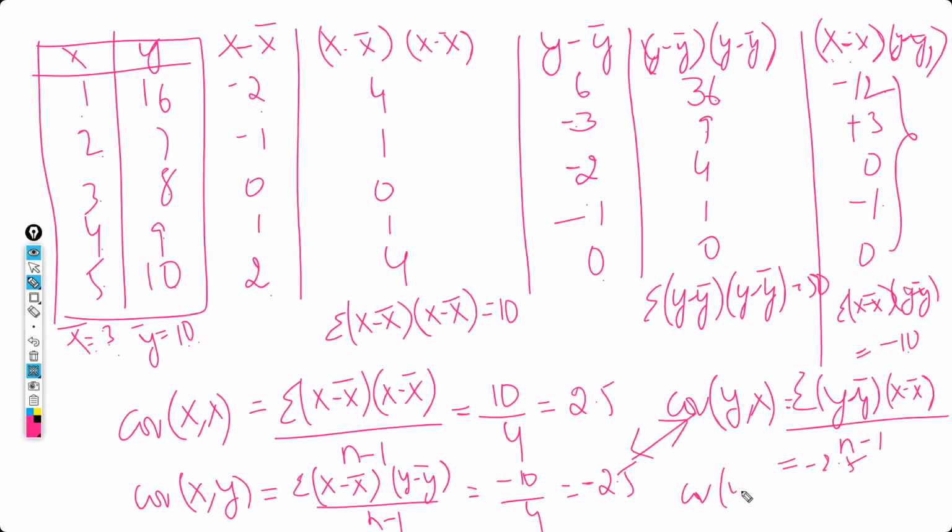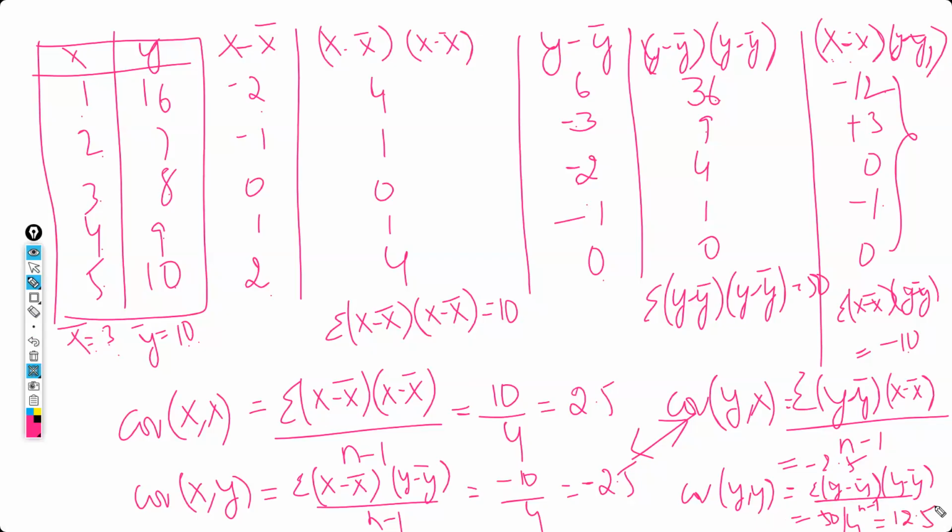Next, covariance of y comma y. What is that one? Sigma of y minus y bar into y minus y bar divided by n minus 1. What is that? 50 by 4. What is the value? 12.5. Everyone is okay with the entire calculation?